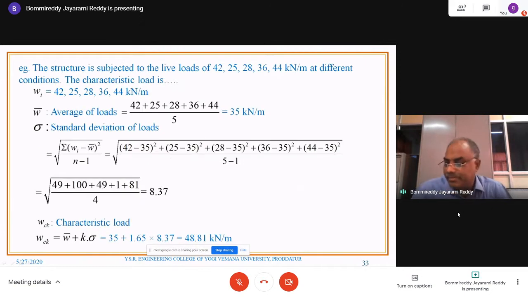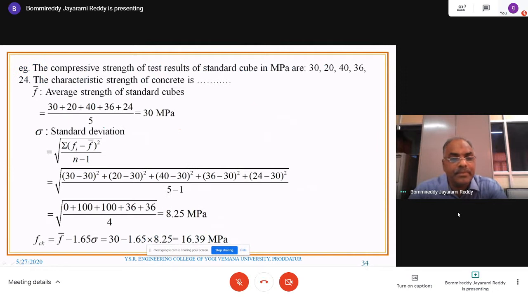So now let us look at a numerical problem. The compressive strength test results of standard cubes in MPa are 30, 20, 40, 36, 24. Only 5 results. For exact statistical analysis, a minimum of 30 samples is required, but here, for the sake of examination purpose, only 5 sample results are given. What is the characteristic strength of the concrete?